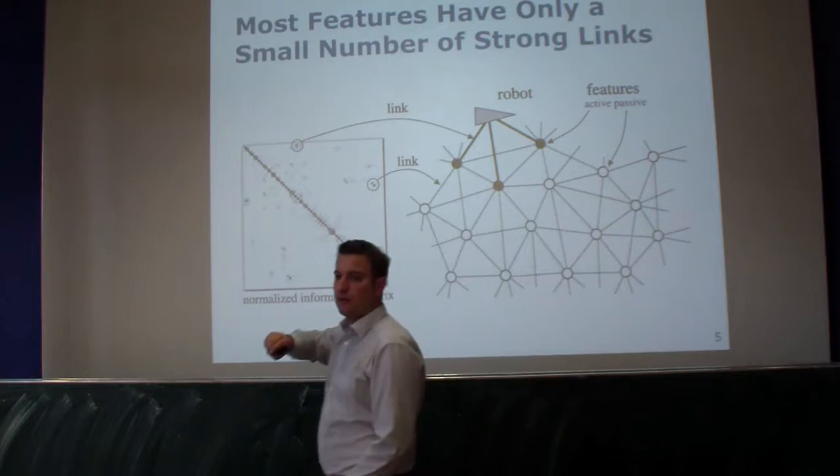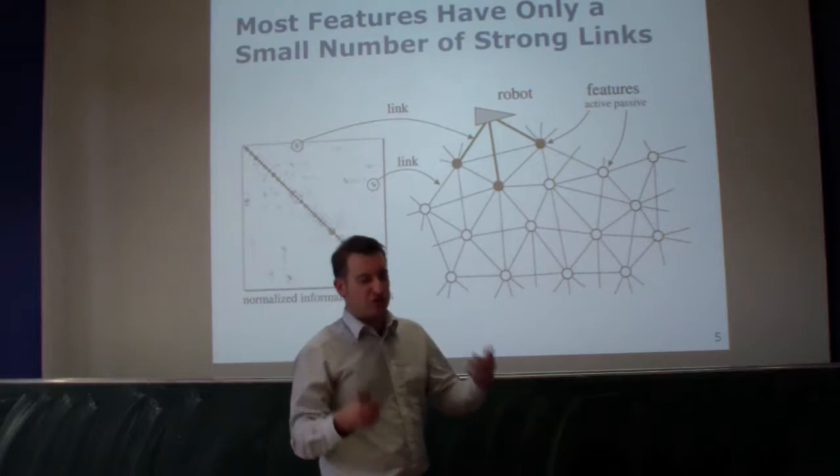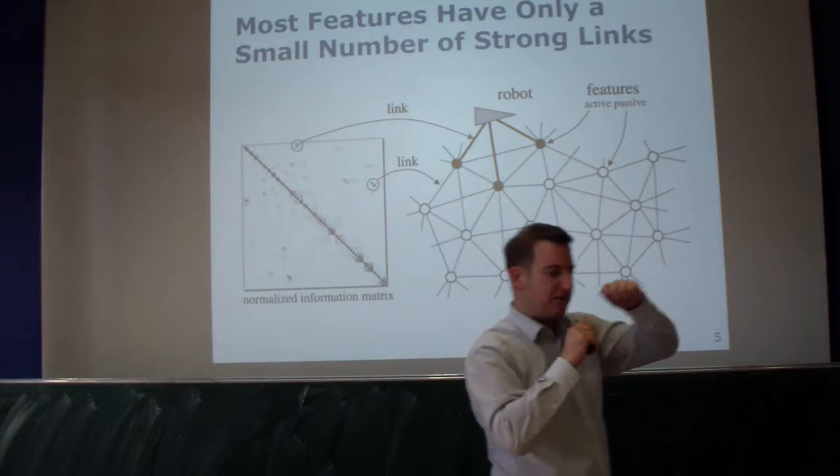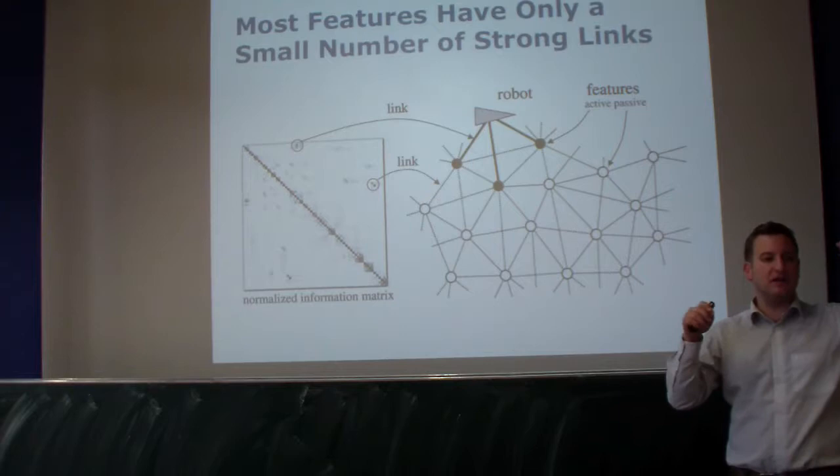If I don't have binary values, 0 and 1, but I have values which are between 0 and 1, you can see this as if they are all connected, and the bigger the number is, the stronger that link is. You can interpret this link as the dependency between those variables, or a correlation between those variables.